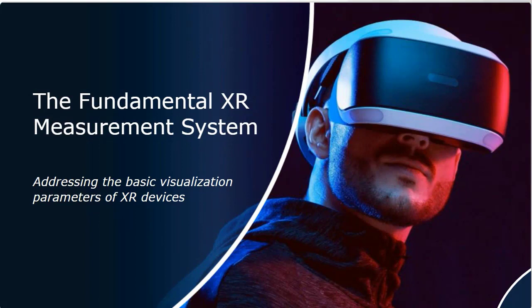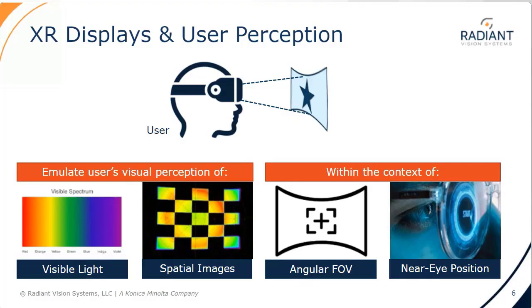To get started, let's discuss some of the characteristics common across XR measurement systems. These system designs address basic visualization parameters of all XR headsets. All test systems used for XR display evaluation must account for visual elements produced by the device as perceived by the user. We'll refer to the XR display as the composite visual elements produced and transmitted by integrated displays, projection units, and associated optical modules within the device.